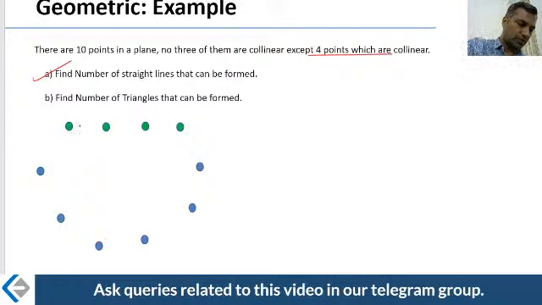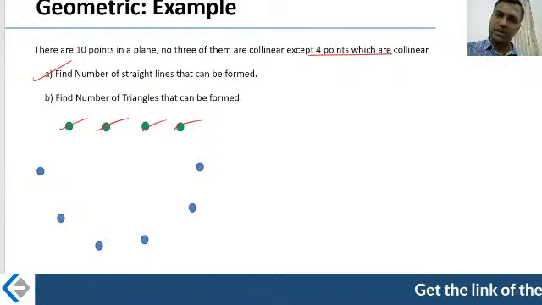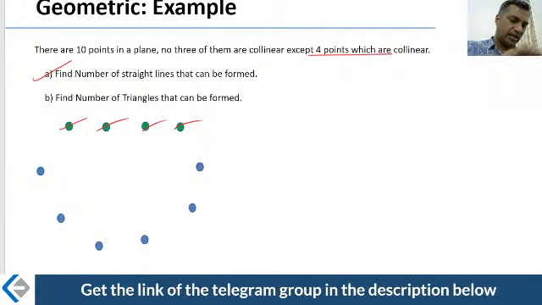I've shown this. Now these are the points which are collinear. You leave these 4 points. No 3 of them are collinear. Right? There are the remaining 6 points where I've shown it here. Okay. Now the question is to find the number of straight lines that can be formed.